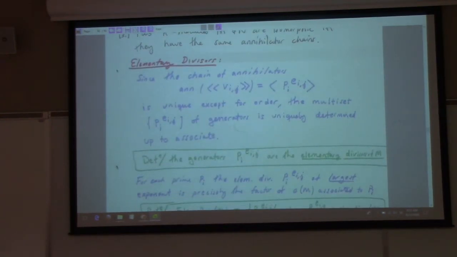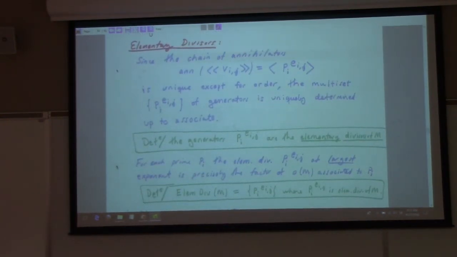And of course, that's not enough. We can't stop there. So that was the primary cyclic decomposition. Now we talk about the elementary divisor decomposition.